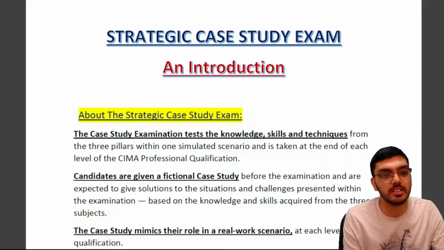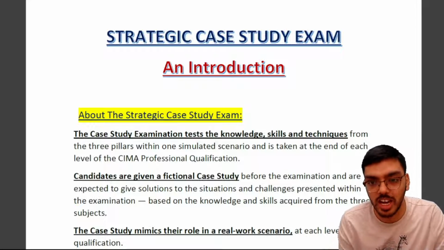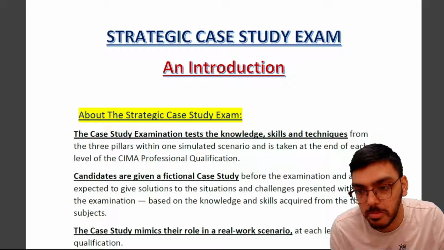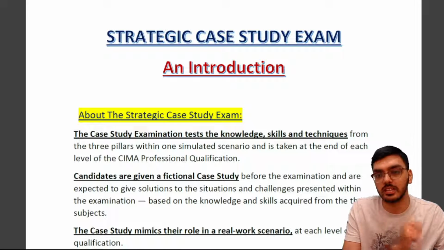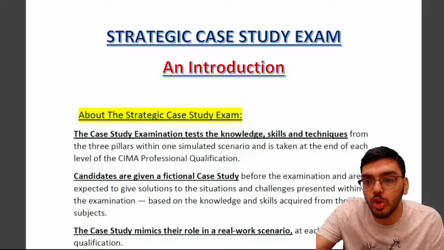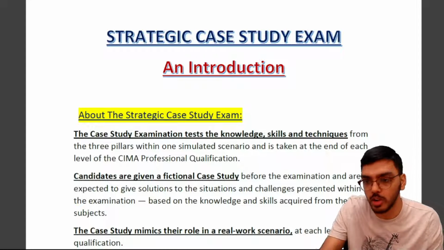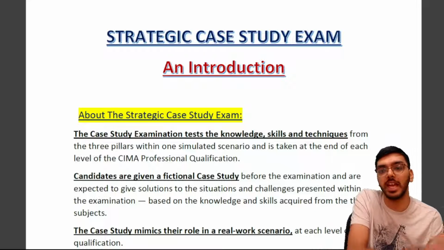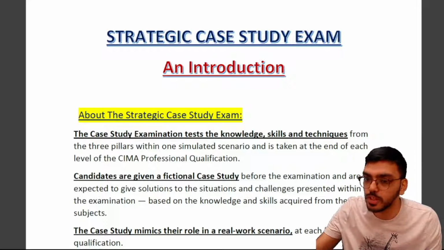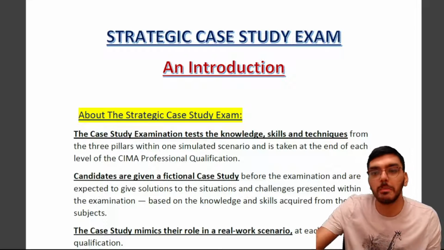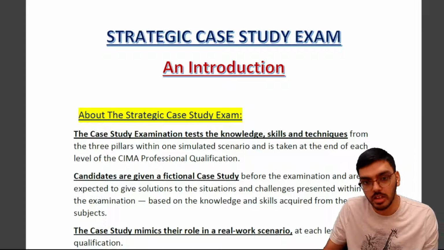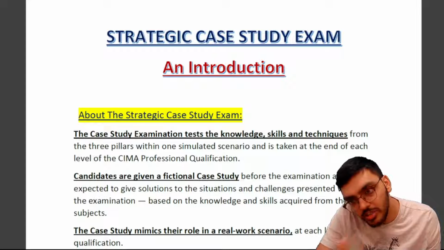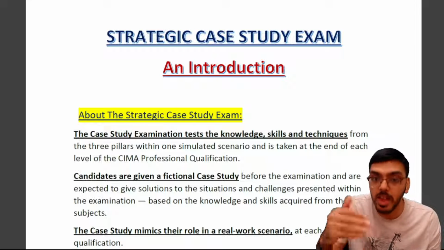The second thing they tell us is that candidates are given a fictional case study before the examination. So close to 1.5 months before the exam, CIMA releases a fictional case study. And this case study is used over two windows. So May and August is the same case study. The pre-seen is released 1.5 months before the May exam, and the same pre-seen is used for the August exam as well. November and February is the same case study, and 1.5 months before the November exam, the case study is released and it remains the same for the February exam as well.